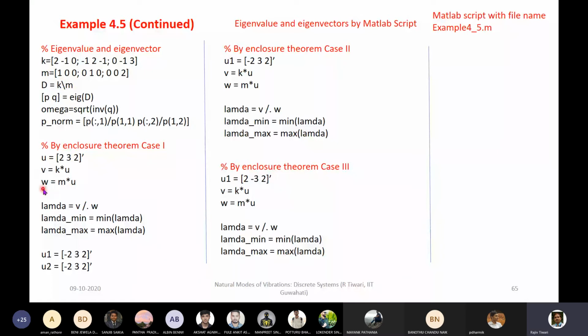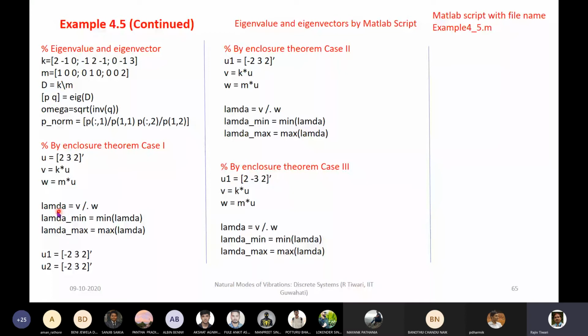And to get W, we need to multiply the mass matrix with U. So we got the V and W. Now we need to take the ratio because this is a 3 by 3 size vector. So we need to take the ratio of individual components like V1 by W1. This is the command to divide the two vectors component by component, backslash dot. So this will give us V1 by W1, V2 by W2, V3 by W3, all three lambda. So this lambda will be a 3 into 1 vector.